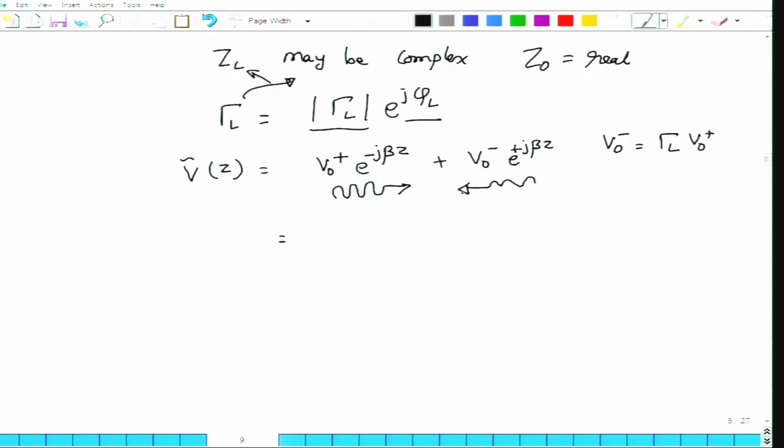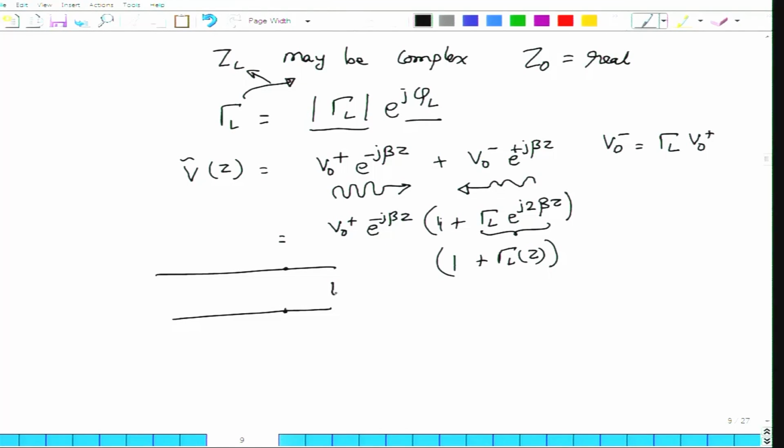I can simplify and write this as V0 plus e power minus j beta z, which I can take outside as a common factor, then I get 1 plus gamma L e to the power j 2 beta z. Further, I can denote this gamma L into e power j 2 beta z as gamma L of z, which will tell me how the reflection coefficient is varying at different points on the transmission line. So, this is at the load point where z is equal to 0, and at different points the value of gamma L will be changing. To this gamma L, if you add 1 and multiply by V0 plus e power minus j beta z, you will get the voltage phasor, the total voltage on the transmission line.